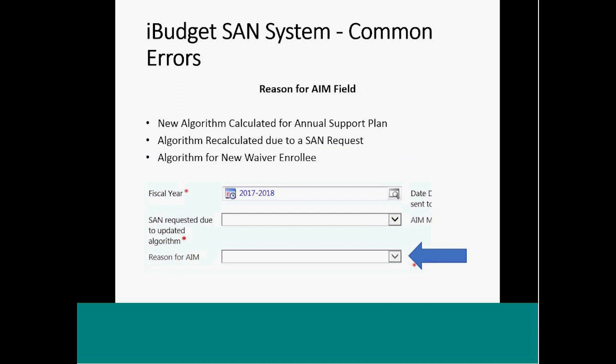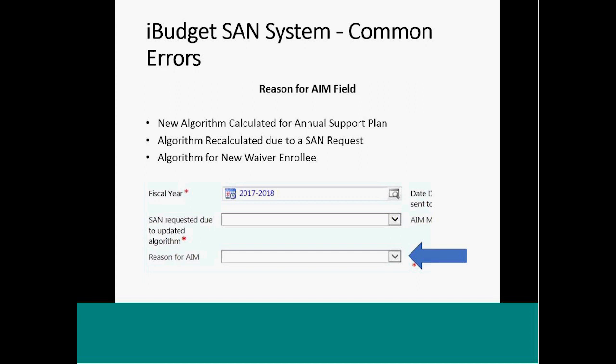So the other options are new algorithm calculator for annual support plan. This option is chosen when it's part of the iBudget implementation, and you've received a new algorithm, but that's the only reason you're requesting it is because of iBudget implementation.